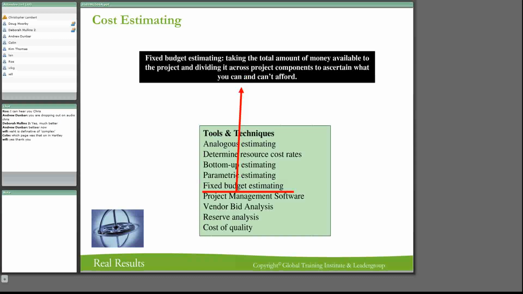It divides it up across project components. Now this happens when you are not sure of a project, what the exact outcomes are going to be. It's done when you've got bigger phases to do, and you will only know the cost of something once you've done the first phase. So let's say that there are 3 dependent phases on doing this project, but you only know the cost of the second phase once you've done the first phase.